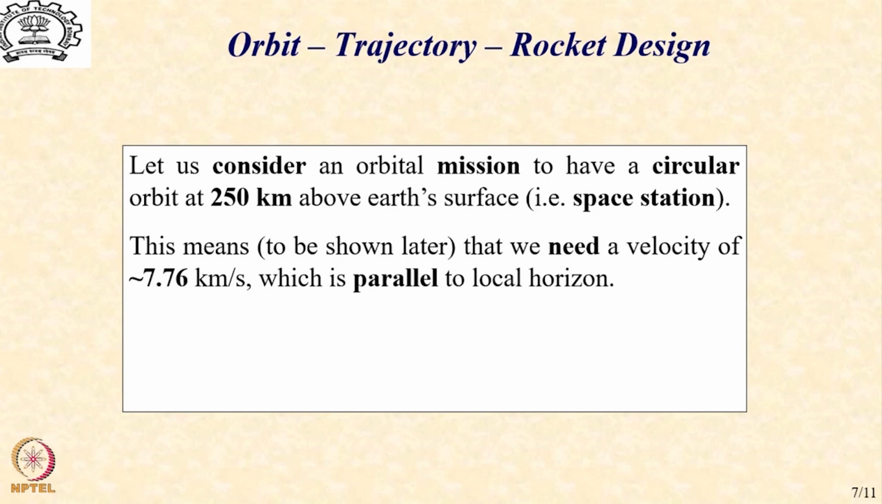This means, of course, this particular part is related to the orbital mission which we are not doing, but you can take it from me that in order to do this, we will require an actual velocity of 7,760 meters per second, which is parallel to local horizon at an altitude of 250 kilometers, which means we need to impart a mechanical energy which corresponds to a potential energy related to the altitude of 250 kilometers and a kinetic energy corresponding to 7.76 kilometers per second, which means we now have an estimate of actual mechanical energy required at that terminal point.